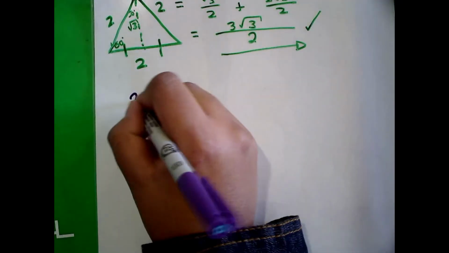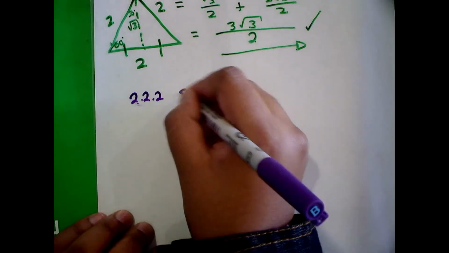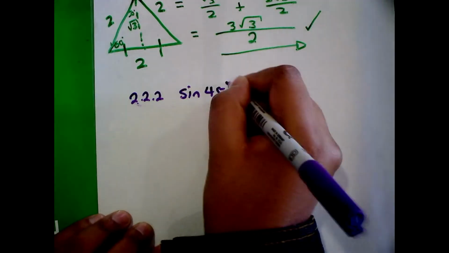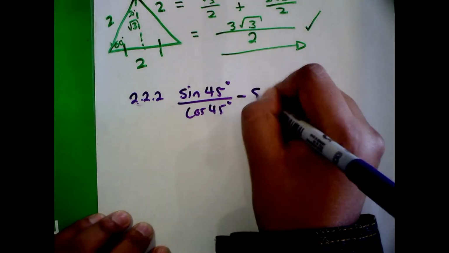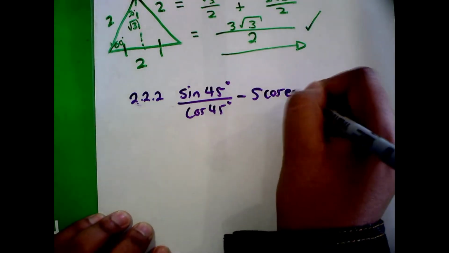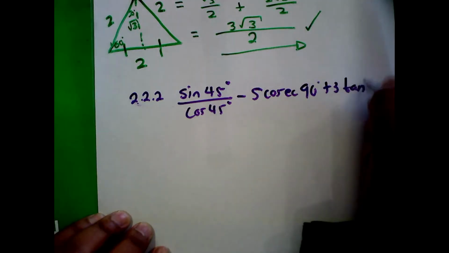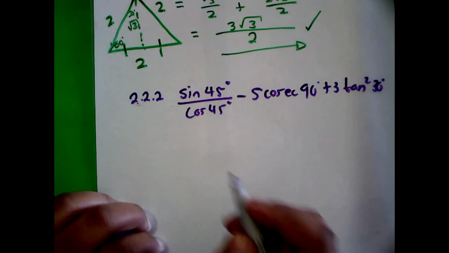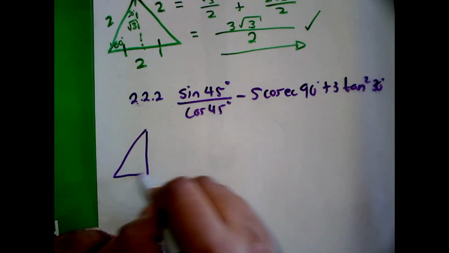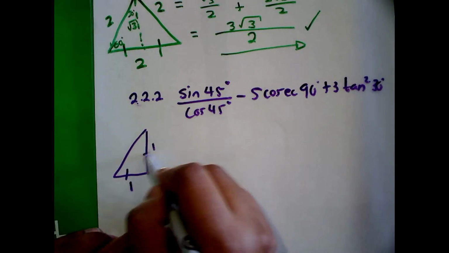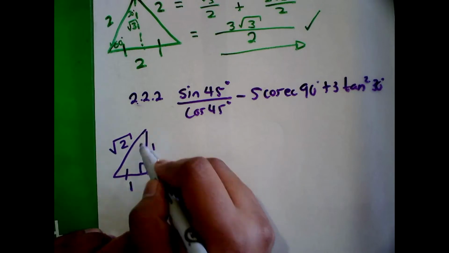Right, 2.2.2. Let's go to 2.2.2. Right, keep quiet now, Nawaz. Sine 45 over cos 45 minus 5 cosec 90 degrees plus 3 tan squared 30 degrees. Right, so what we're going to do first, we're going to go and draw our 45-degree triangle. So it's 1 and 1 because both of them are the same, and this is square root 2. Right, this is 90, that is 45, that is 45.